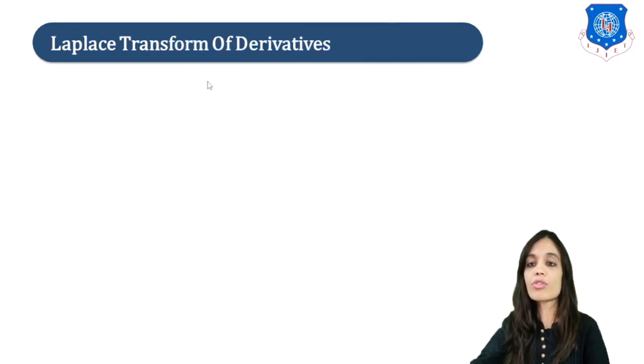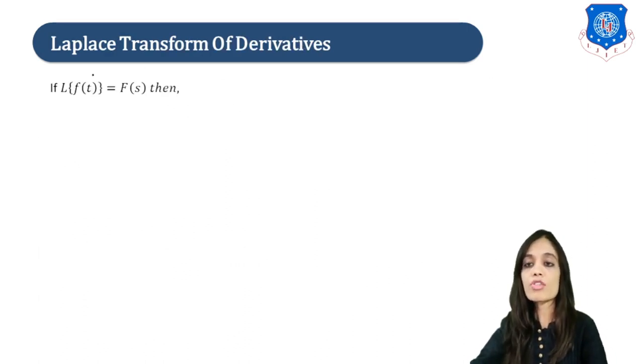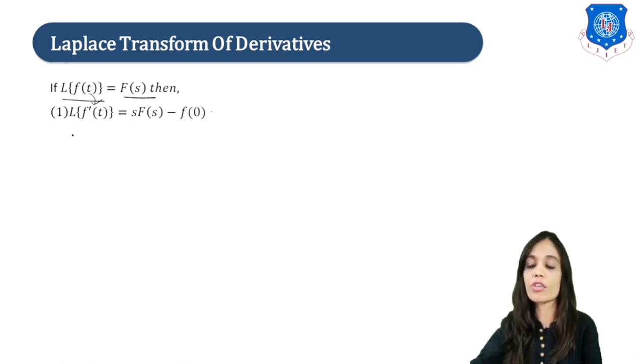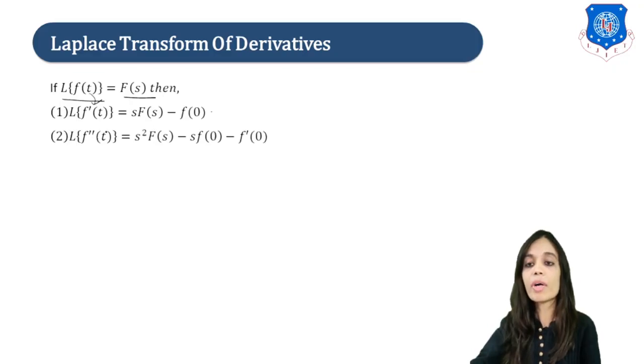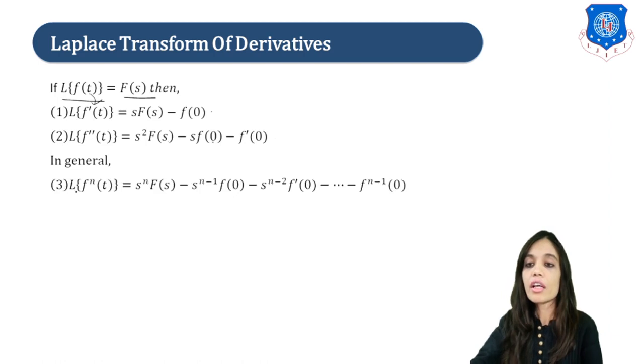Okay. So now let's go to our next topic, that is Laplace transform of derivatives. So if Laplace of f of t is f of s, then Laplace of f dash of t, that is of derivative, will be s f of s minus f of 0. Next, Laplace of f double dash of t will be equals to s square f of s minus s f of 0 minus f dash of 0. So in general, Laplace of nth derivative of f of t will be equals to s raised to n f of s minus s raised to n minus 1 f of 0 and so on, f raised to n minus 1 f of 0. Right?